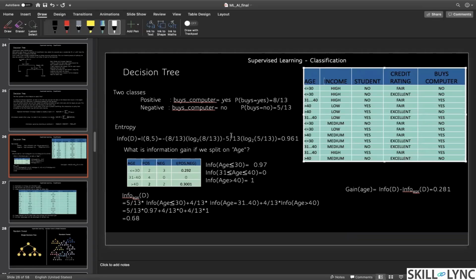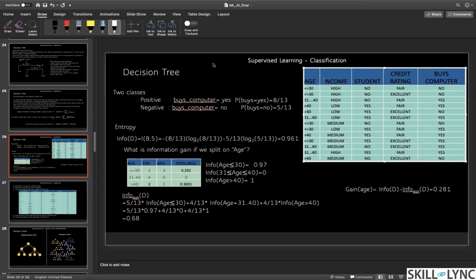First, we have calculated the information of output, and then for age, and then the information gain value for age with respect to the output. Similarly, we have to do it for income, and then student, and then credit rating.